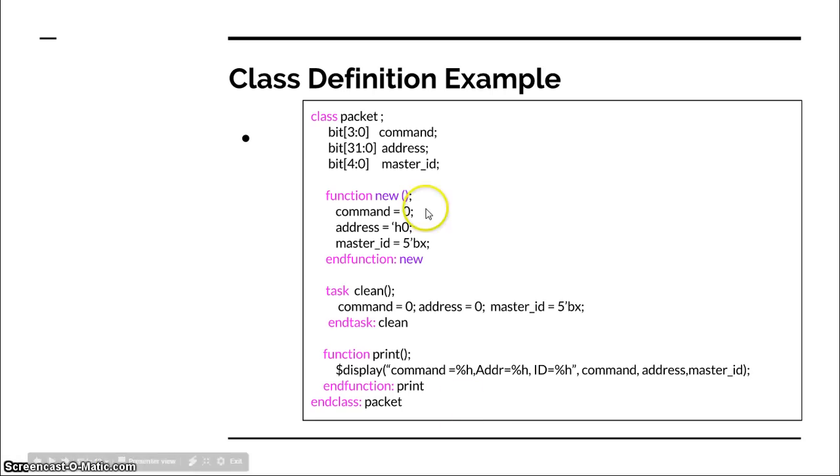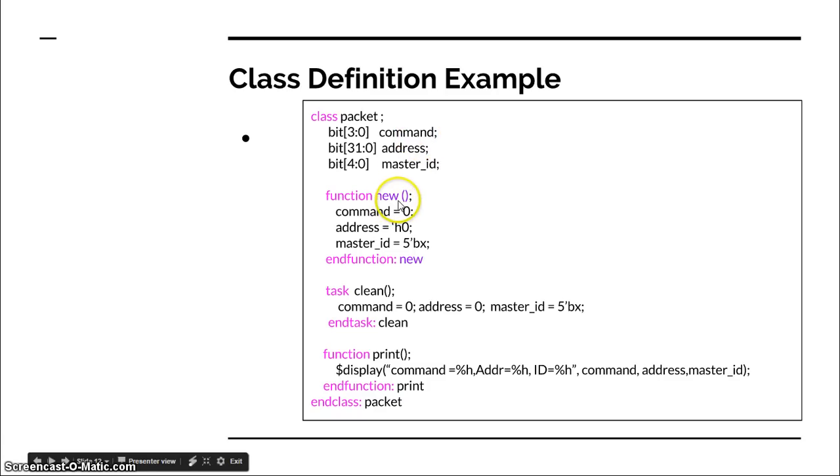So this is an example. Here the class name is packet. Within the class and endclass keywords, the packet class is defined. It has three data members called command, address, and master ID, which are all bit type variables. This one is 4 bits wide, and so on.